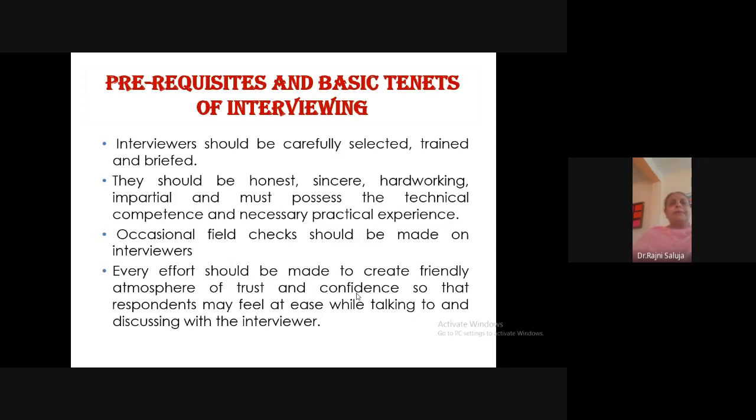Then next comes the prerequisites and basic tenets of interview. Interviewing also requires a skill. It is a skilled job, and interviewers should be carefully selected, trained, and briefed. Means they should be experts in their field. They should know how to converse with people and how to get the maximum information from them.